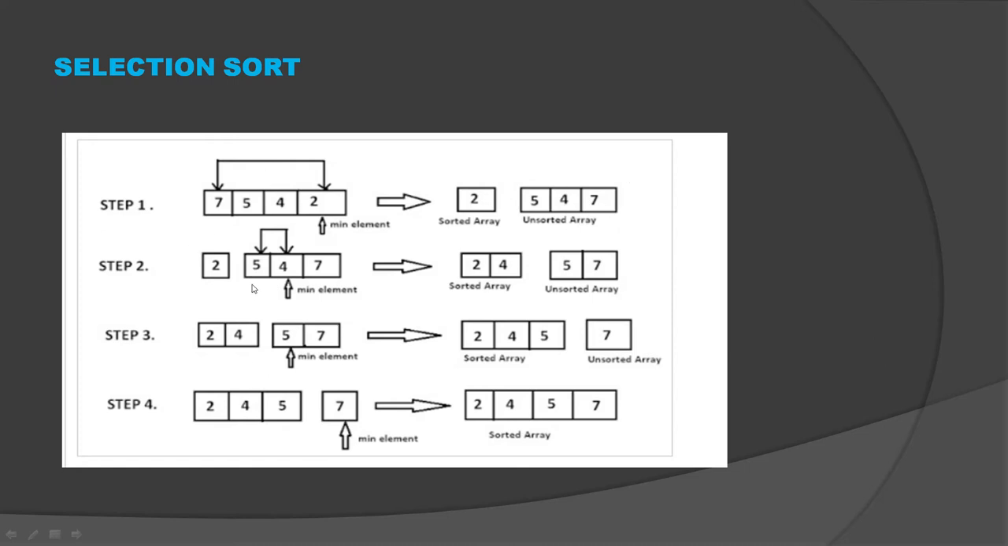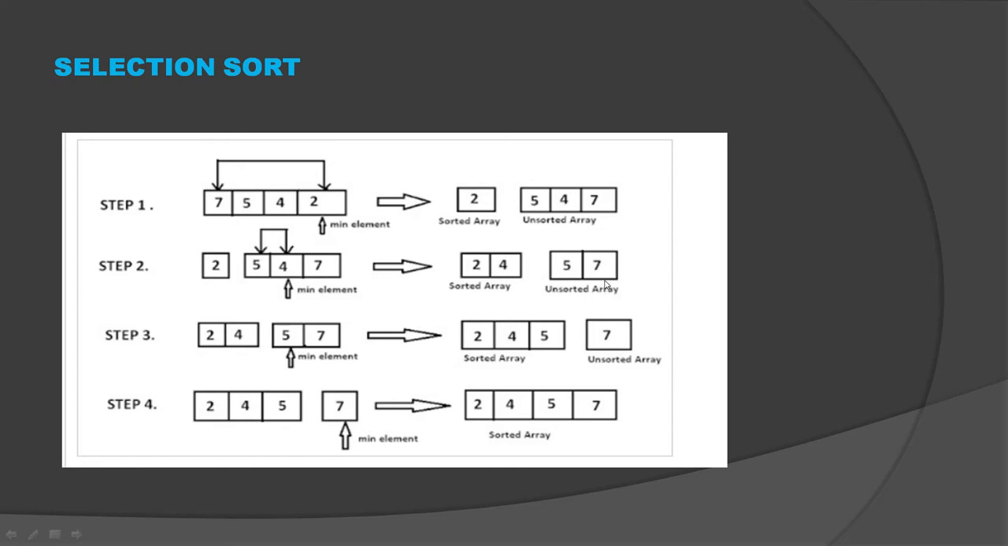Now in the next iteration, we move the cursor index plus 1, so that is the first index, and the element at the first index will be compared with all the elements on the right side. So 5 compared with 4, 4 is the smaller, so the minimum element index would be the index of the 4. Then 4 compared with 7, still 4 is the smaller. Then 5 and 4 will be swapped, so 4 comes over here and 5 comes over here. The array will look like this. So 2 and 4 are now sorted, and 5, 7 is still unsorted.